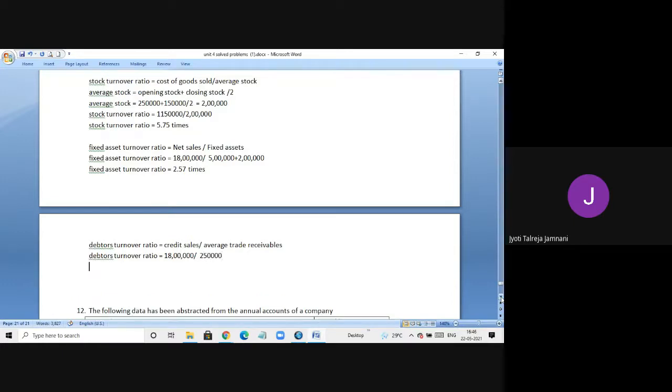So if we divide it, we get the debtors turnover ratio as 7.2 times. So in the total sales of 18 lakhs, 7.2 times I have sold goods on credit and received money. So 7.2 times customers have taken goods and paid back, again taken and again paid back. So that many times the debtors have turned over.